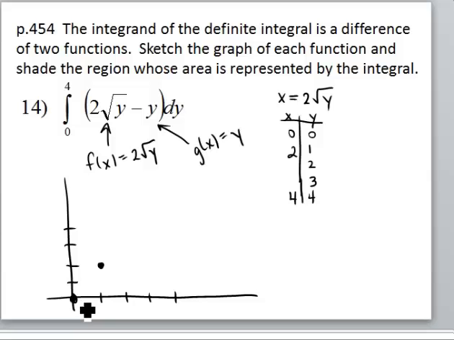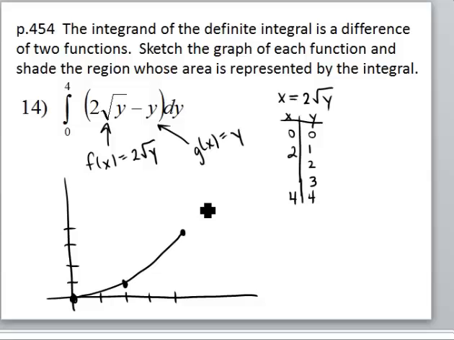Alright, so I've got 0, 0. I've got this in the wrong spot here. I've got 2, 1, and I have 4, 4. That looks a little off to me, but it does go like this.